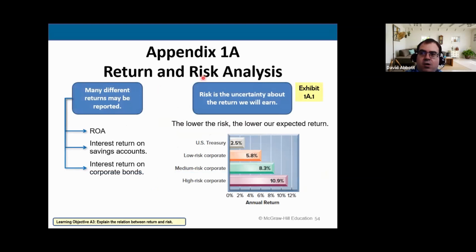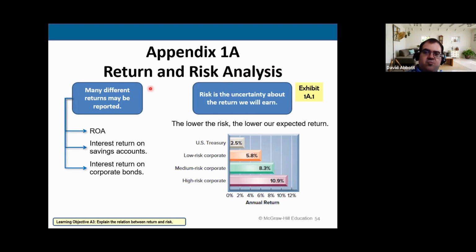And again, return and risk analysis. So one of the things that you have to think about is when you're investing or you're considering what to do, is think about what kind of rate of return you want to get and you're expecting to get. Usually the higher the return that you expect to get or that you want to get, the more risk that you are going to have to accept and take on.